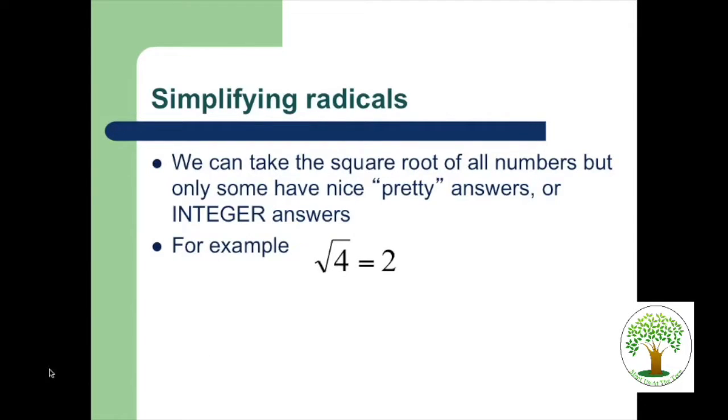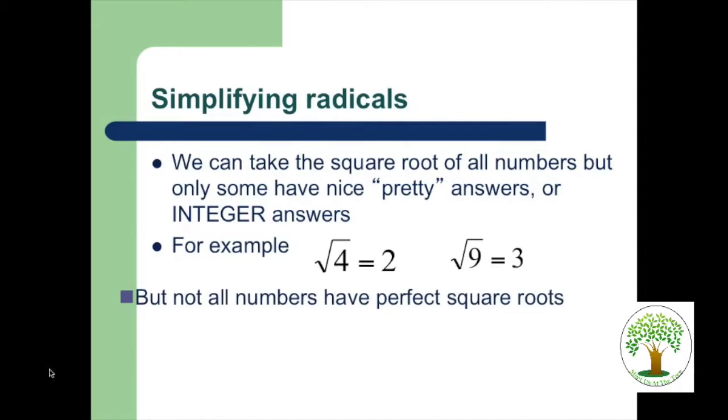The square root of 4 is 2. The reason is 2 times 2 equals 4, okay? And I've left a little space there for you to write that in. Another one would be the square root of 9. 3 times 3 is 9, so that means the square root of 9 is 3. These have pretty answers or integer answers. Not all of them do.